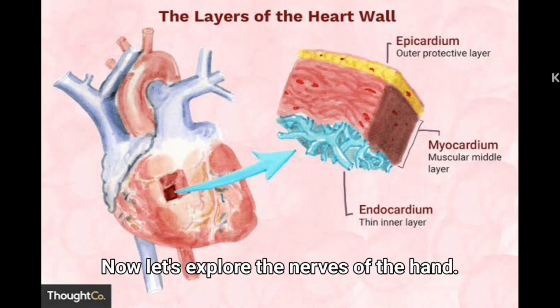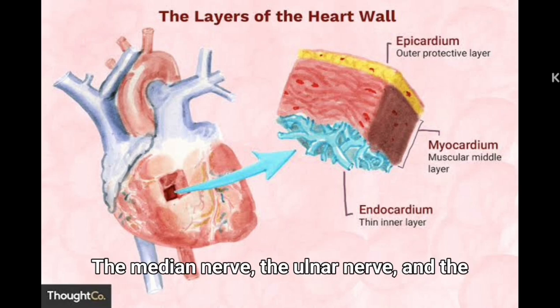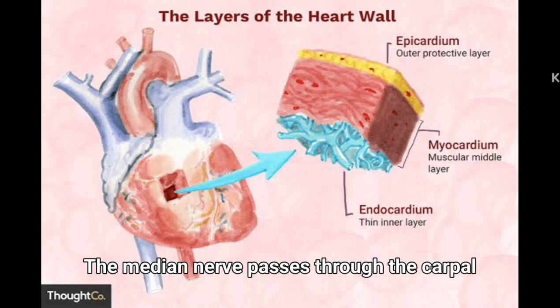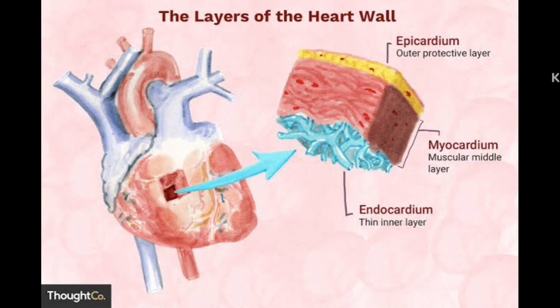Now let's explore the nerves of the hand. The hand receives its nerve supply from 3 major nerves: the median nerve, the ulnar nerve, and the radial nerve. The median nerve passes through the carpal tunnel into the hand. It provides sensation to the thumb, index finger, middle finger, and part of the ring finger.